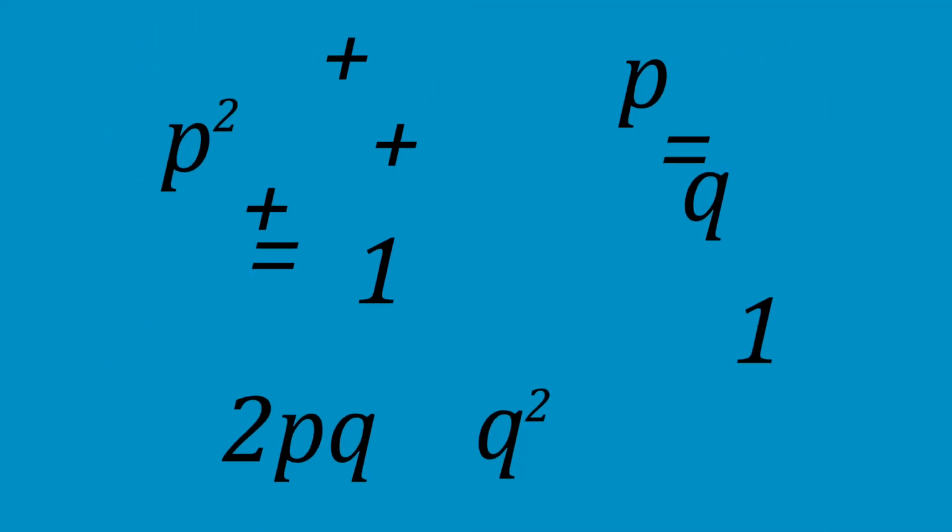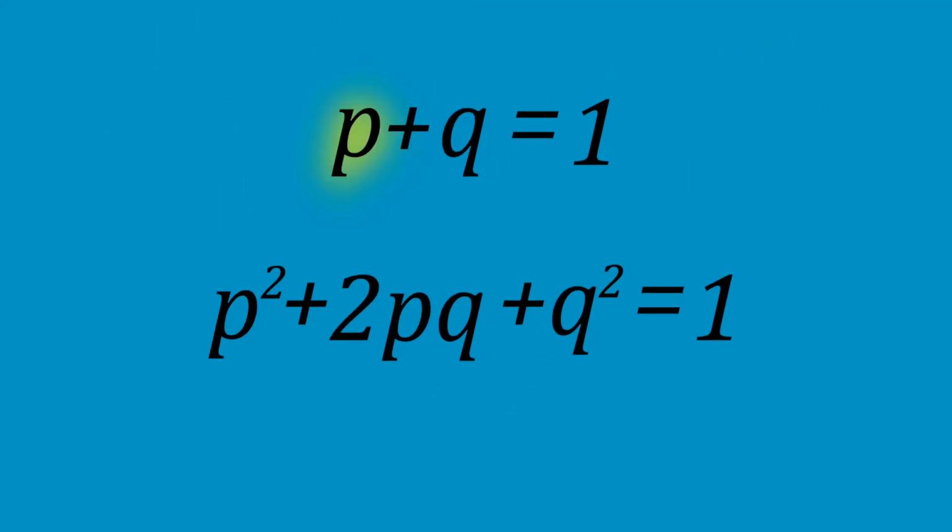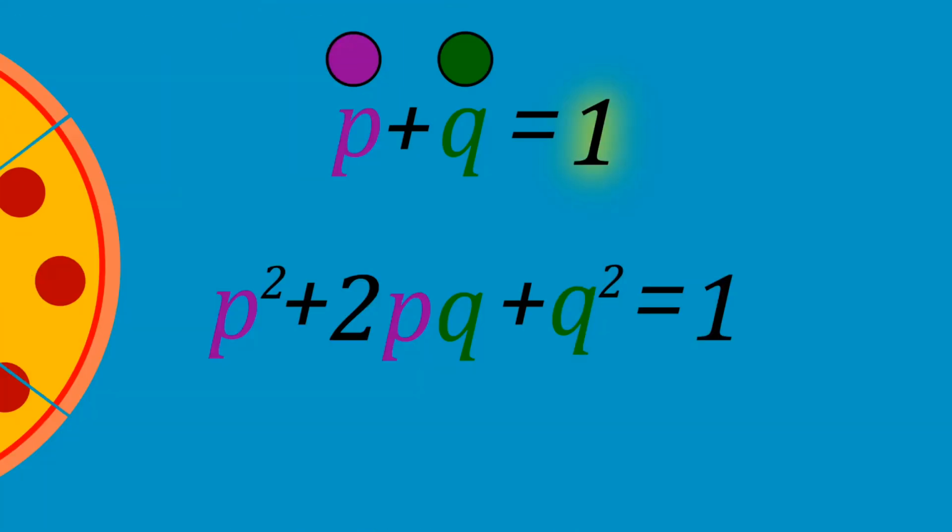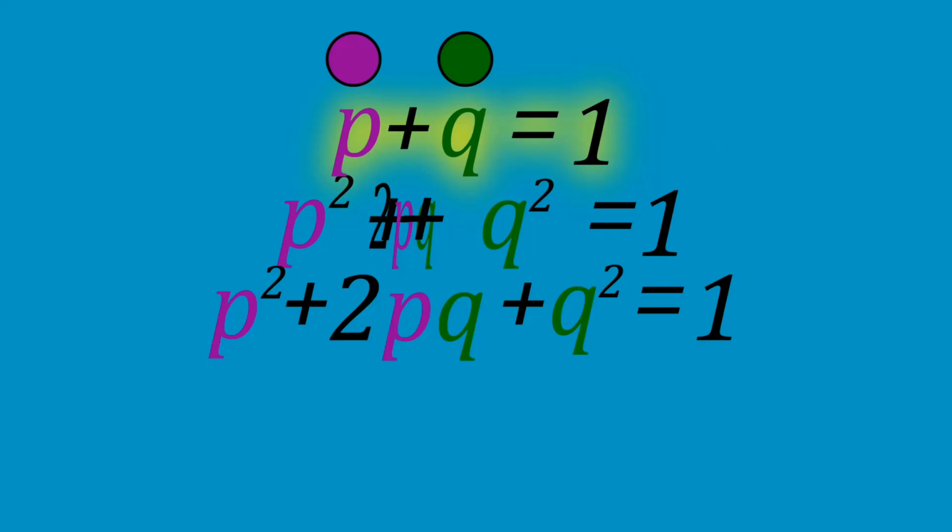Well, let's drag in the equations. This P and this Q represent the frequencies of the purple and green alleles respectively, both of which will be expressed as decimals. This top equation is just fancy math speak that says that the frequency of the alleles should add up to 1, like how all the slices of a pizza add up to one pizza. The bottom equation is just the top equation squared.